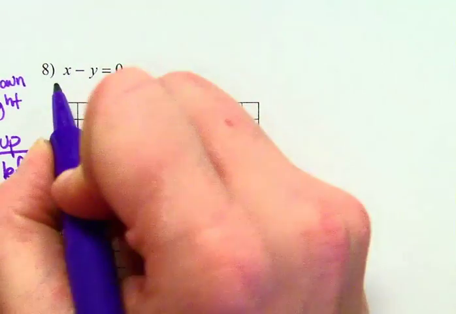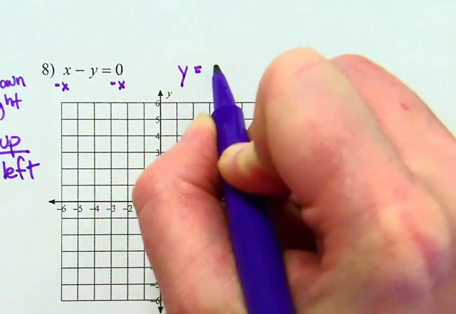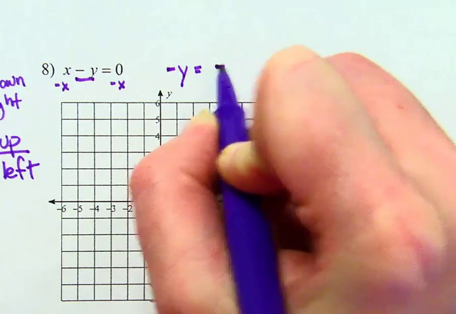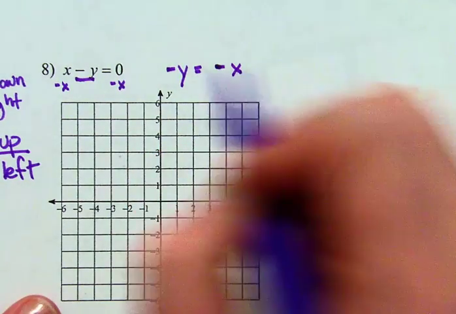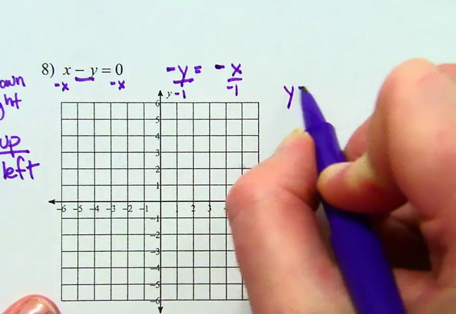Next, subtract x from both sides. I have y equals, excuse me, I dropped my negative there. That will be negative y equals negative x. Divide both sides by negative 1. Y is equal to x.